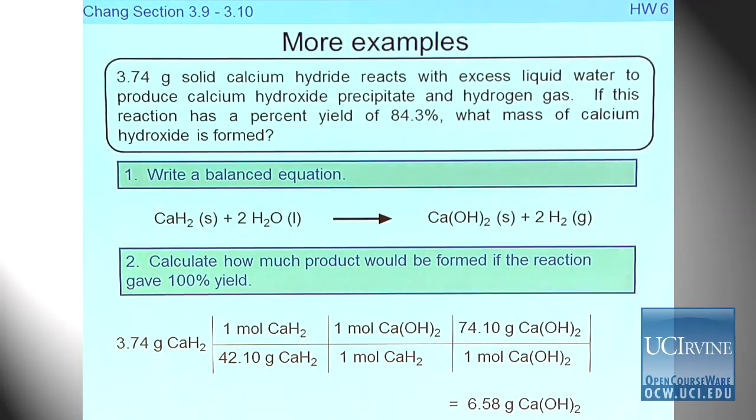So what is the next step I have to do? Let's have a quick look again at the question. The question says, what is the mass of calcium hydroxide that you would form, in this case, given that you have a yield of 84%? This is what I would have gotten if I had 100%. I don't have 100%. I have less. I have 84%. So what I have to do, really, is to take 84% of this.